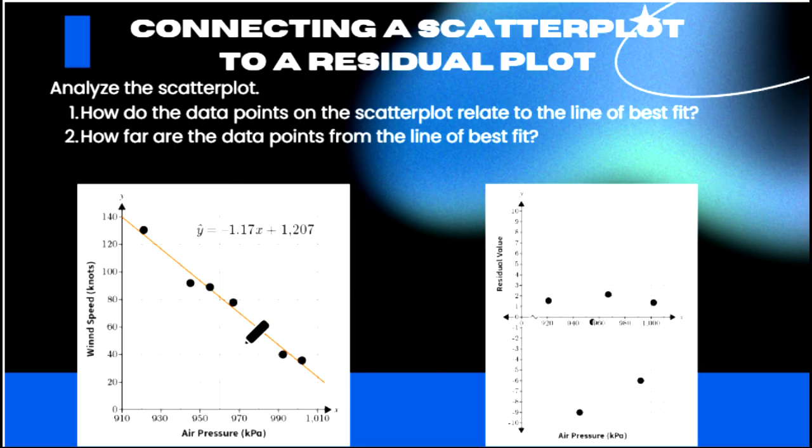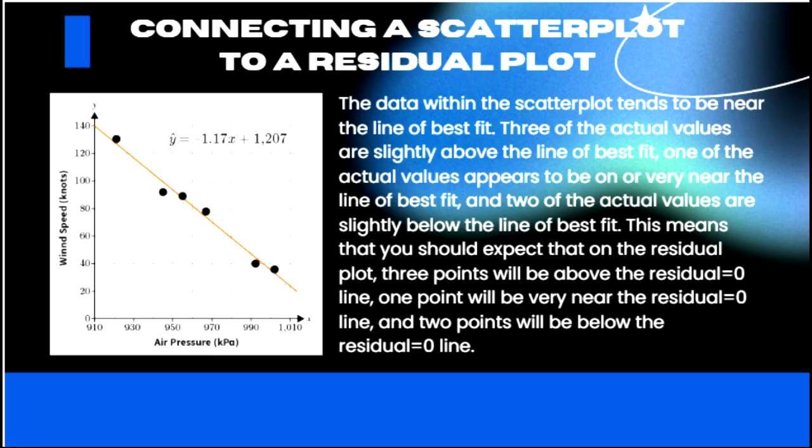Okay, so we're going to determine, does this line of best fit match this scatter plot? That's what we're working on in this section. The data within the scatter plot tends to be near the line of best fit. You can see that for this one. Everything is pretty close to the line. 3 of the actual values are slightly above the line of best fit. This one, and this one are all above. Okay. 1 of the actual values appears to be on or very near the line of best fit. This one. And 2 of the actual values are slightly below the line of best fit. This one and this one.